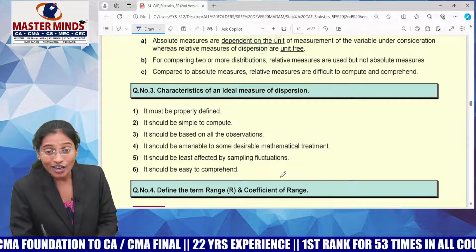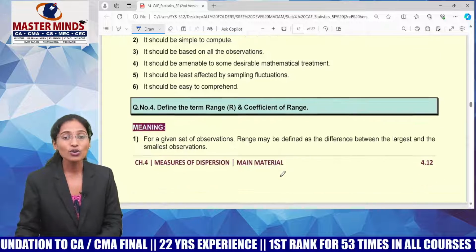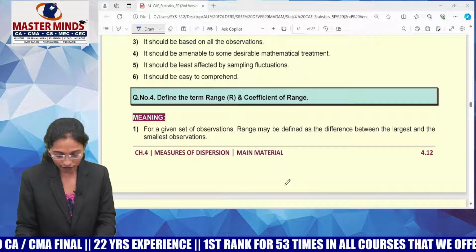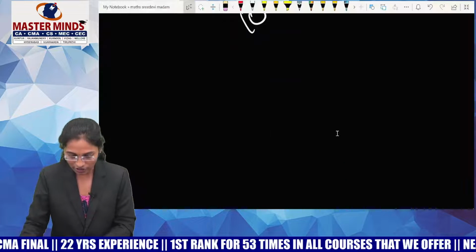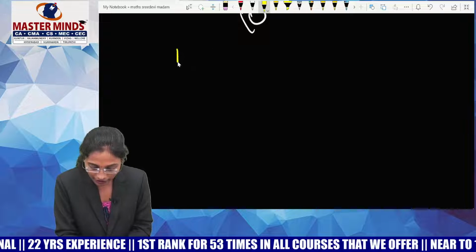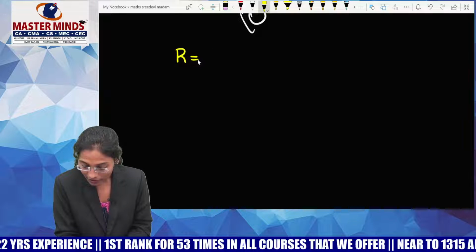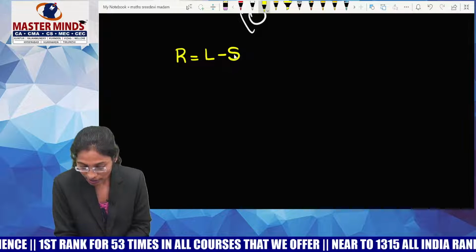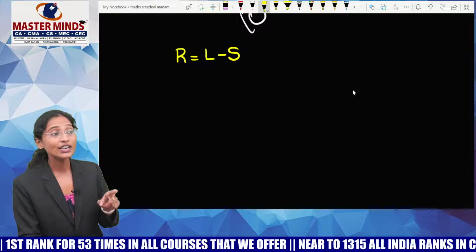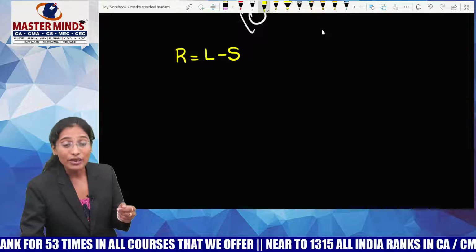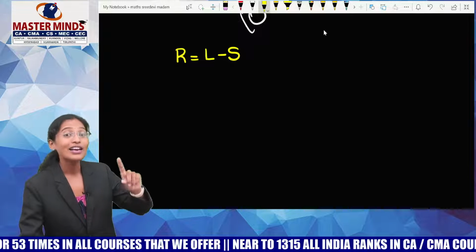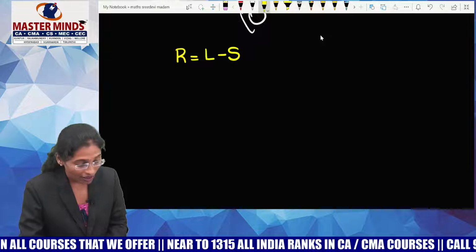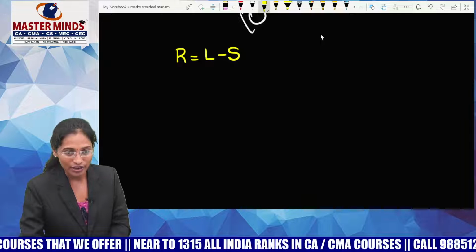Now let's talk about the first measure of dispersion. So the first absolute measure of dispersion is range. So what is the definition of range? For a given set of observations, range may be defined as the difference between largest observation and smallest observation. Guys, let me repeat. For a set of observations, range may be defined as the difference between whom and whom? Largest and smallest observation. It is the difference between largest and smallest observation.